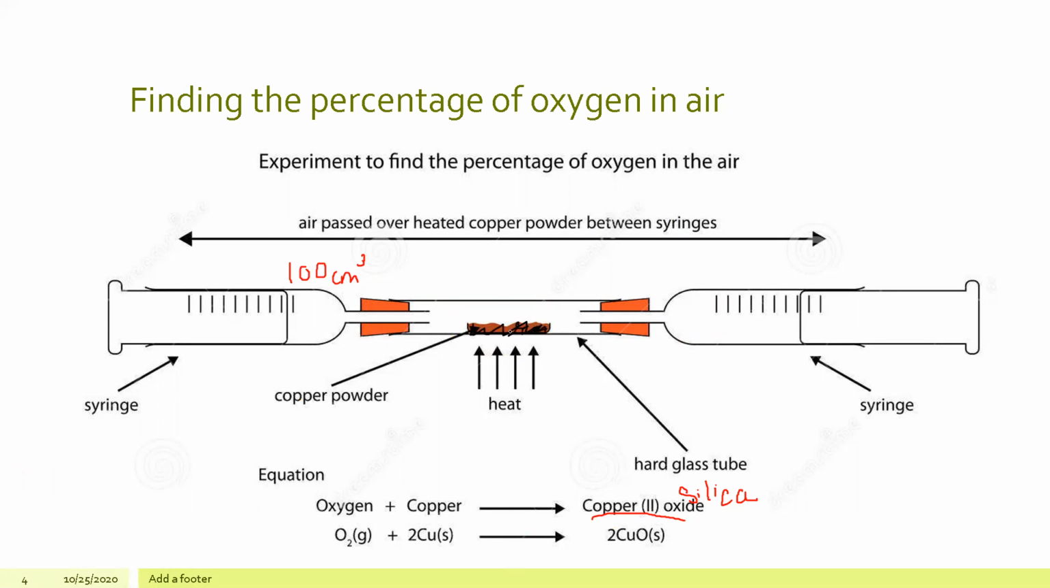Another thing that happens is that because copper is reacting with oxygen and turning black, oxygen is being used up. So this 100 cm³ should decrease, ideally, to 79 cm³. When you measure the gas left over in the syringe, it's going to be 79 cm³ and not 100 cm³, which tells us that 21% of the air has been used, and that is oxygen because only oxygen is reacting with copper. The 79 cm³ that is left is mainly nitrogen and argon.